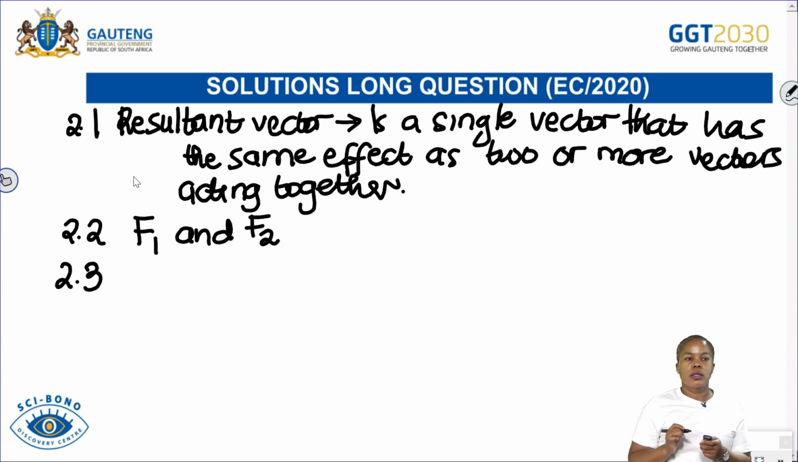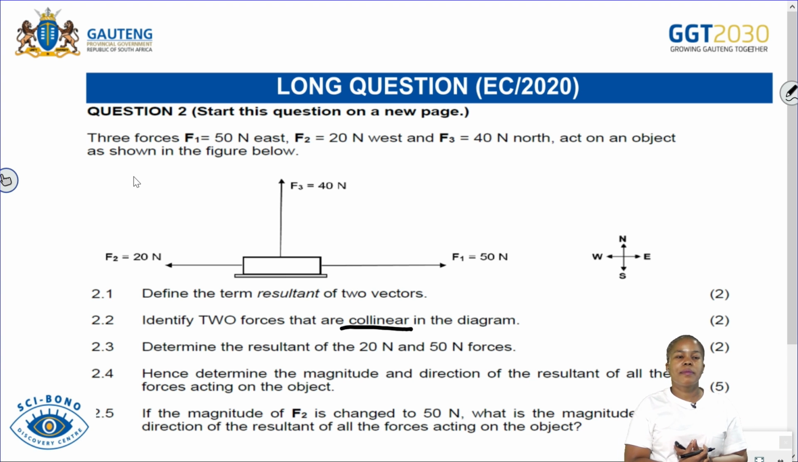Okay, so moving right along, determine the resultant of the 20 and 50 newton forces. Remember, 20 is the magnitude of F2, and 50 newtons is the magnitude of F1, and they are acting in opposite directions. F1 is 50 newtons acting in an easterly direction, while the 20 newtons is acting in the westerly direction. So the bigger one is moving to the east.